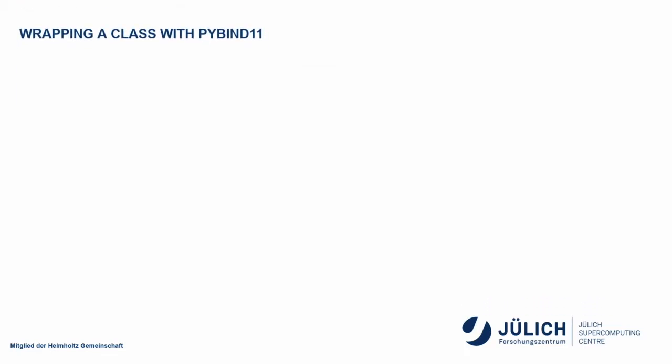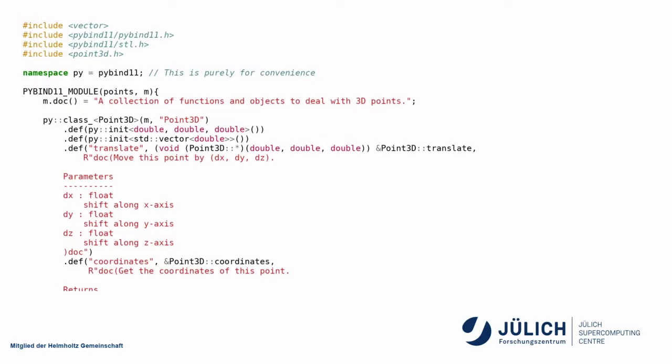Wrapping a class with PyBind11 is not much more complicated than wrapping a function, except that now we do have to define a class. Here we give as template argument our original class name. And again, for those of you not familiar with C++, I apologize, but for those that are, this is a nice way to do this. The functions are defined as normal. Again, I can also declare my documentation within.